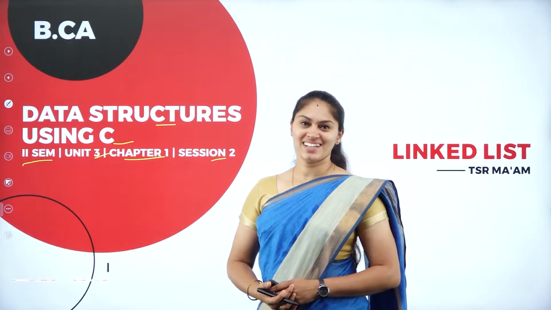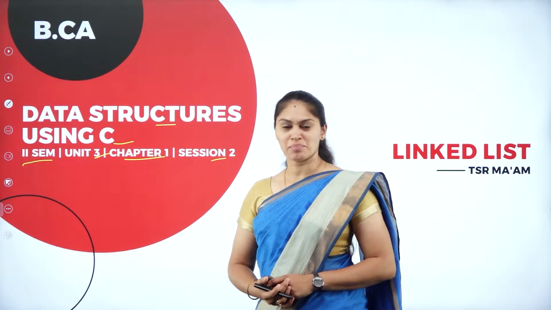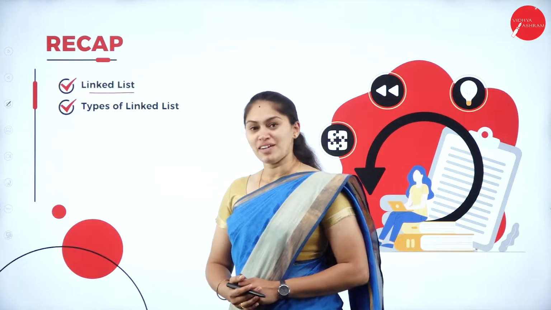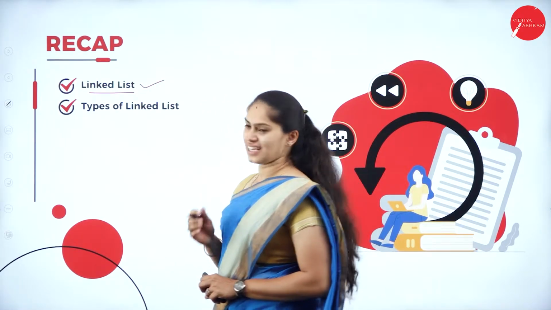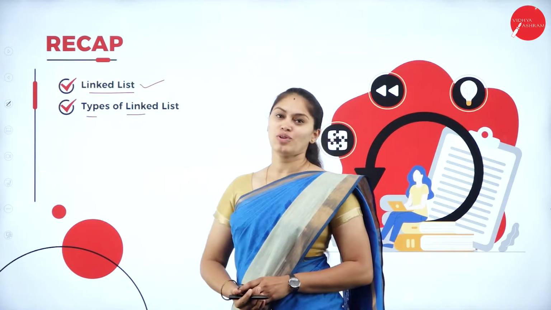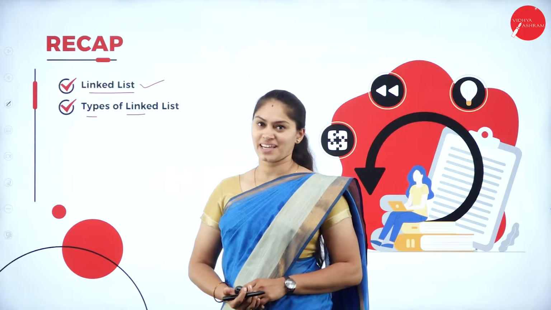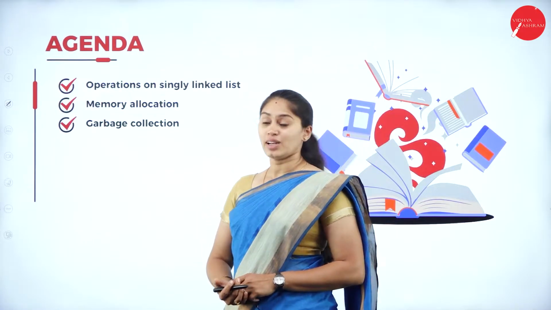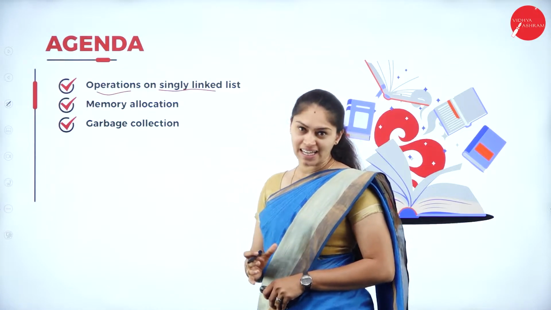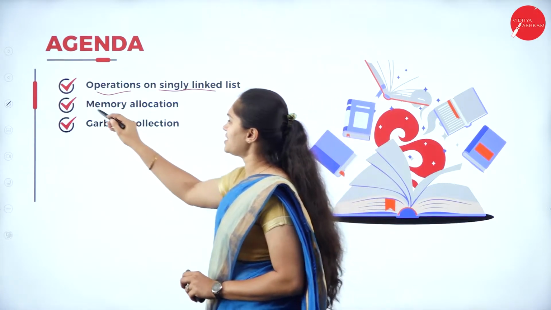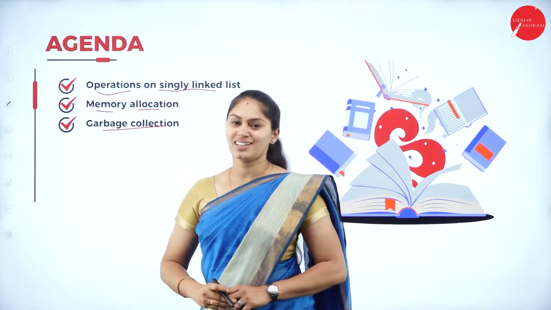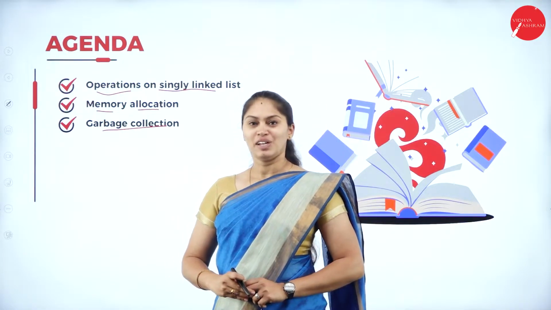Before getting into today's session, we'll have a quick recap of our previous session. In the last session of this chapter, we had a discussion regarding linked lists. So we got to know what a linked list is, and also discussed what types of linked lists we have. In today's session, we're going to learn what operations can be performed on the singly linked list. Along with that, we'll see memory allocation as well as garbage collection. This is what I will be discussing in today's session.